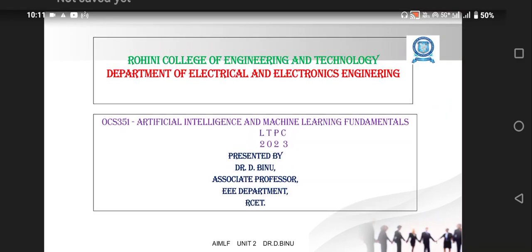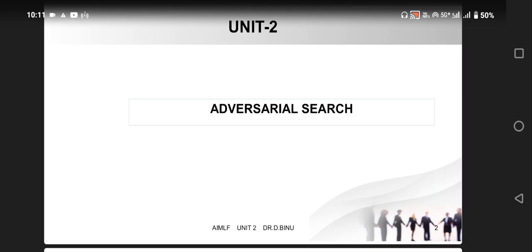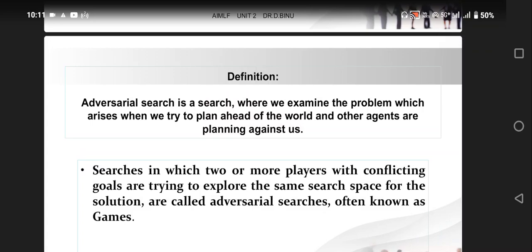I'm Dr. Binu. In the Artificial Intelligence and Machine Learning Fundamentals subject, the second topic in the second unit is adversarial search. What is the definition of adversarial search? Adversarial search is a search where we examine the problem which arises when we try to plan ahead of the world and other agents are planning against us.